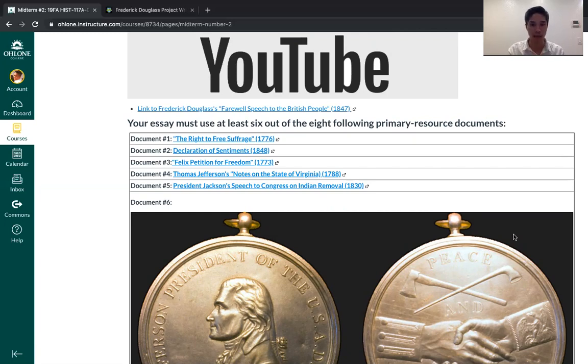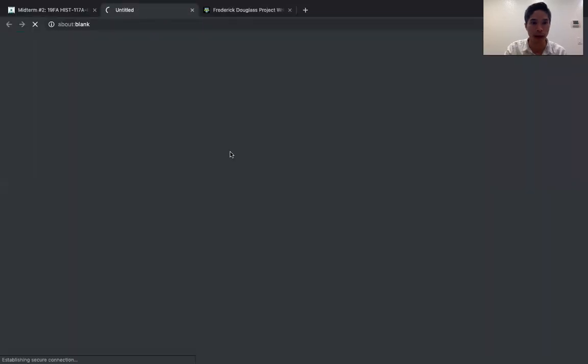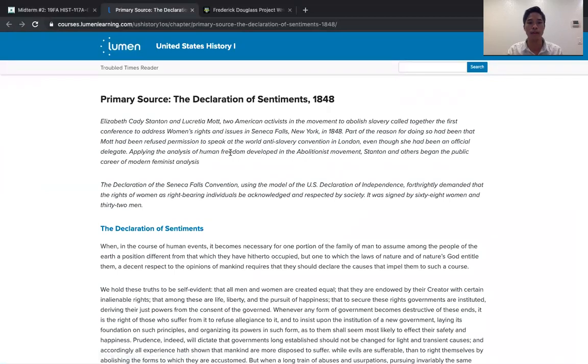In the second document, let me pull that up here. In the second document, this is the famous Declaration of Sentiments. Now, you have women who were actively involved in the abolitionist movement and so many other moral and social movements in the 1820s and 30s, if you will.